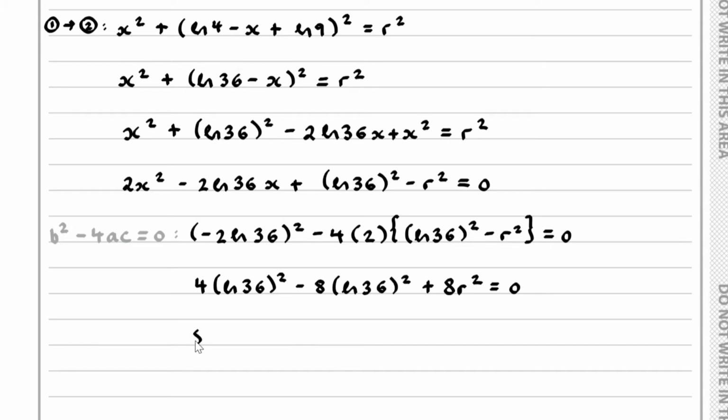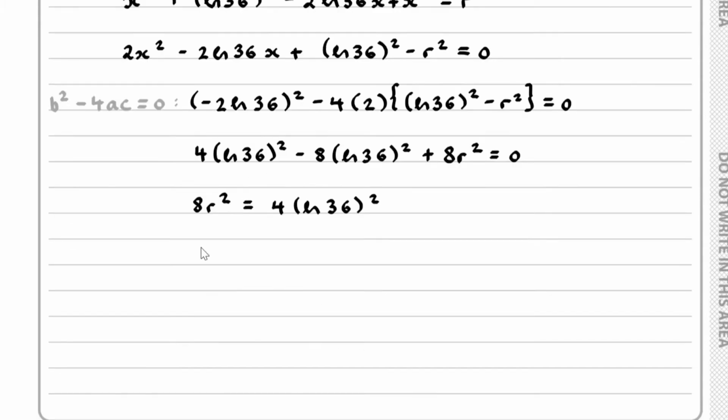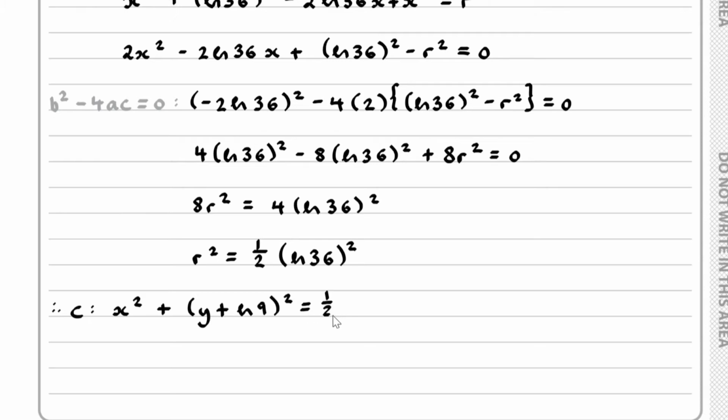So 8r squared is equal to 4 times the natural log of 36 squared, which means r squared is equal to 1/2 times the natural log of 36 squared, and therefore for the equation of C we have x squared plus y plus natural log 9 squared equals 1/2 times natural log 36 all squared. Here is the equation of C.